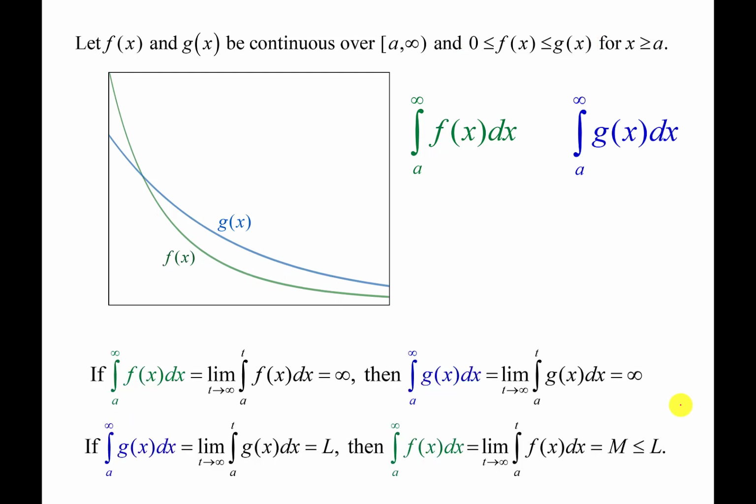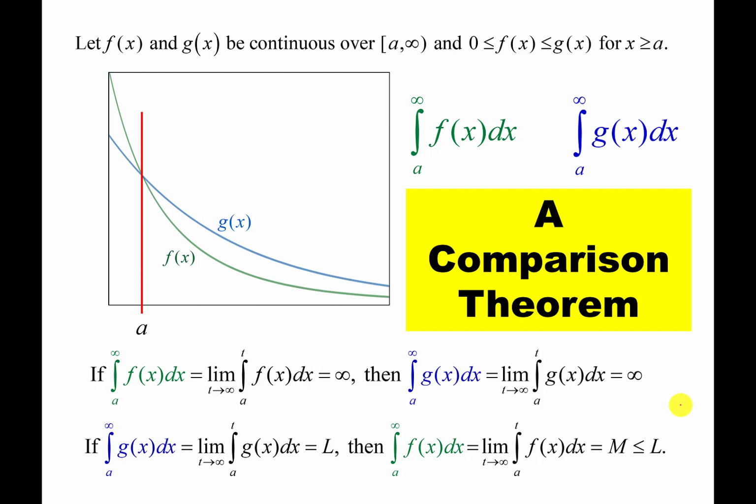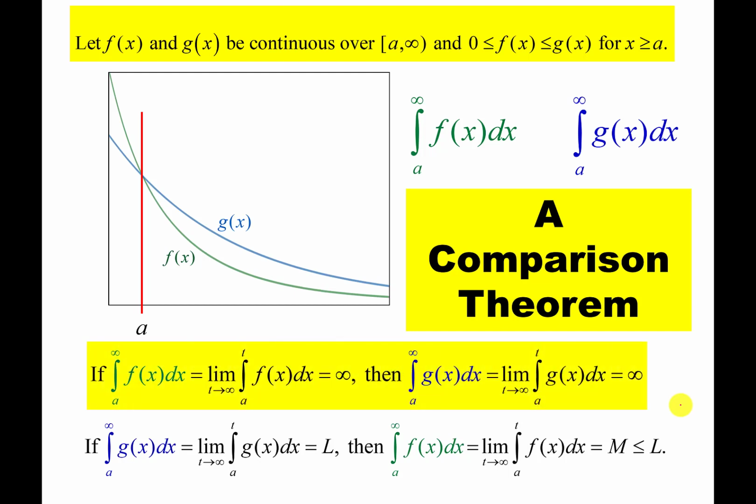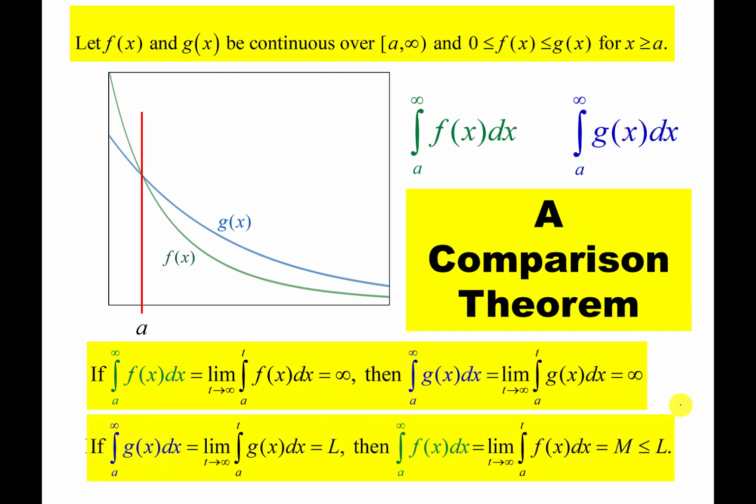So we can put both of these pieces together, and it is called a comparison theorem. It must be true that they're continuous functions, and that they're above the x-axis, and f of x is always less than or equal to g of x on this interval. And then we could say, if we know that the lower one, which is f of x, diverges, then the one that's greater than or equal to it must also diverge. We also know that if the upper one, the one that is greater than or equal to, approaches a single finite value, then so does the one that is less than or equal to it.